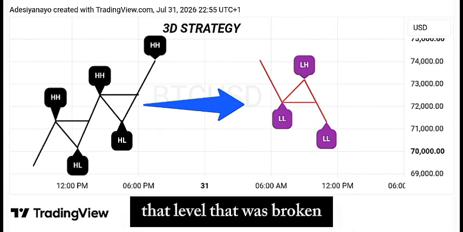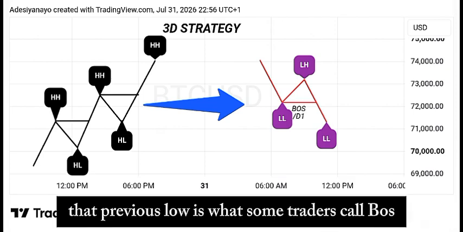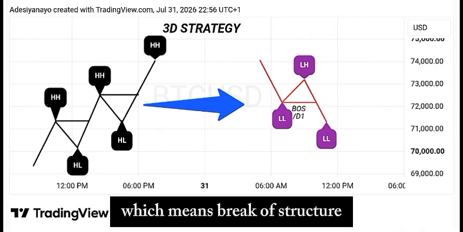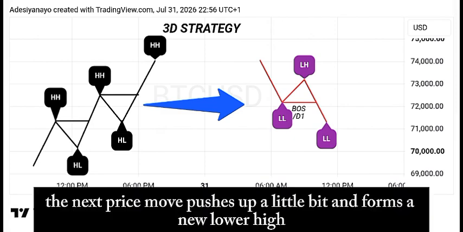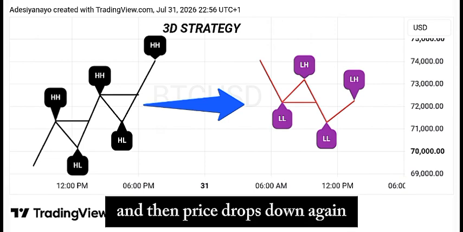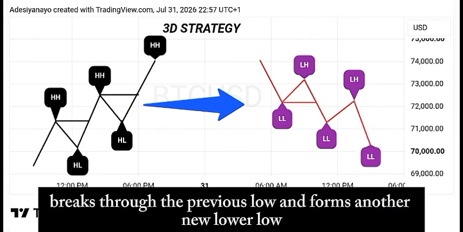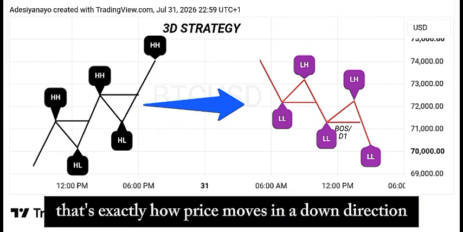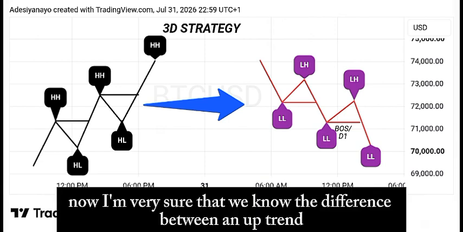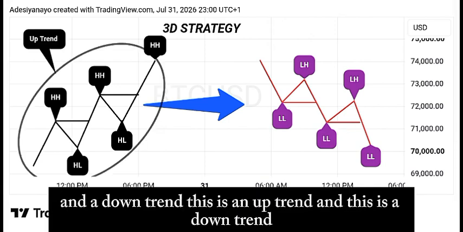That level that was broken, that previous low, is what some traders call BOS, which means break of structure. But in 3D strategy, we call it D1. Then the next price move pushes up a little bit and forms a new lower high. And then price drops down again, breaks through the previous low, and forms another new lower low. At the same time, another new BOS or D1 also forms. That's exactly how price moves in a down direction. Now I'm very sure that we know the difference between an uptrend and a downtrend. This is an uptrend, and this is a downtrend.